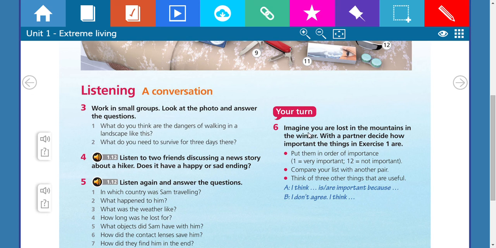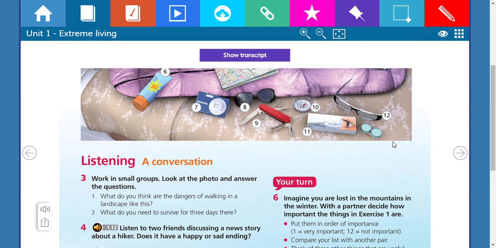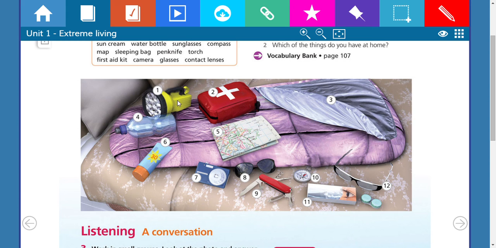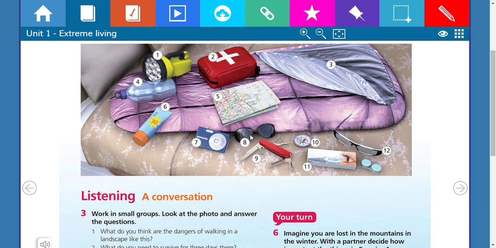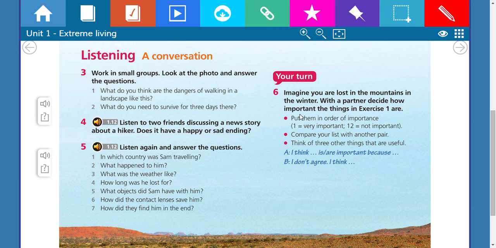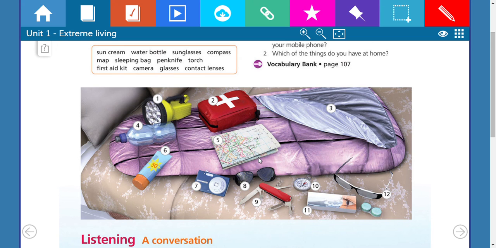Now let's see. What about number 6? Imagine you are lost in the mountains in the winter with a partner. Decide how important the things in exercise 1 are. Okay, so in this case, how important? Make a list. So is it important, sunglasses? Is a camera important? Or maybe a penknife or glasses? No, you make a list. Very important number 1 and less important or not important number 12. No, I think it's important. It's not important because, okay, that's the idea.